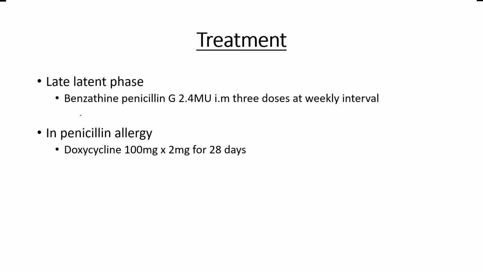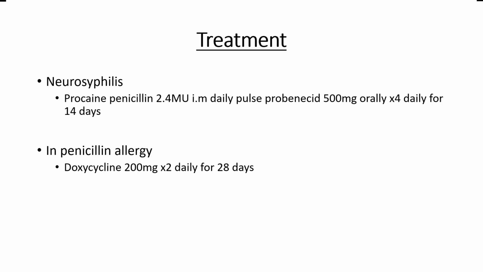The treatment of the latent phase, we mostly use benzathine penicillin G 2.4 million units intramuscular, 3 doses at weekly intervals. And if you're allergic to penicillin, you can use doxycycline 100 milligrams twice daily for 28 days.